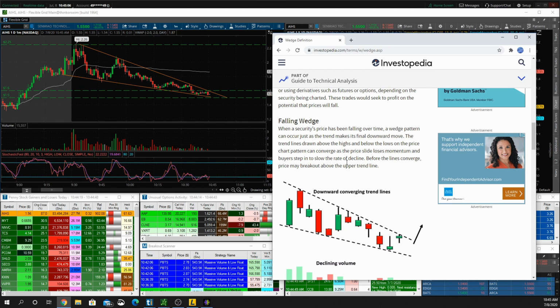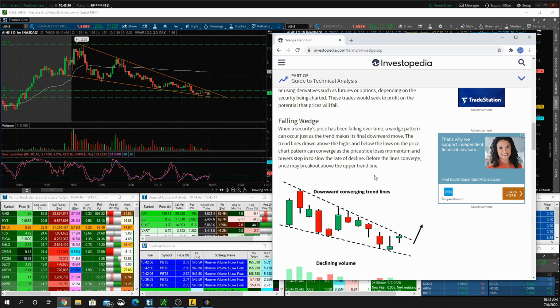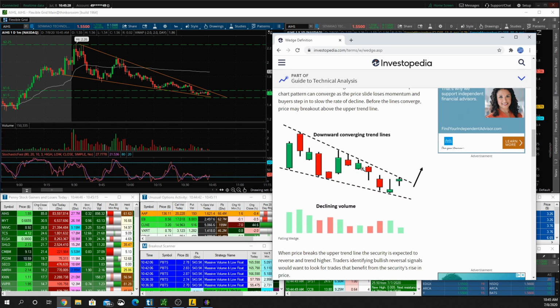It's falling. A wedge pattern can occur just as the trend makes its final downward move. The trend lines drawn above the highs and below the lows of the price chart pattern can converge as the price slide loses momentum and buyers step in to slow the rate of the decline. Before the lines converge, the price may break out above the upper trend line, right?